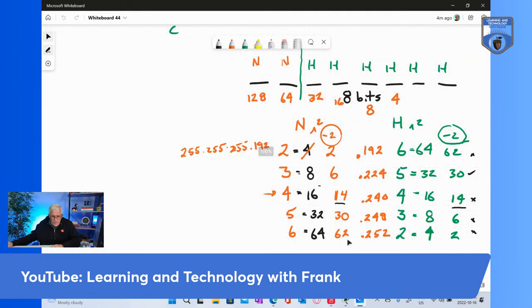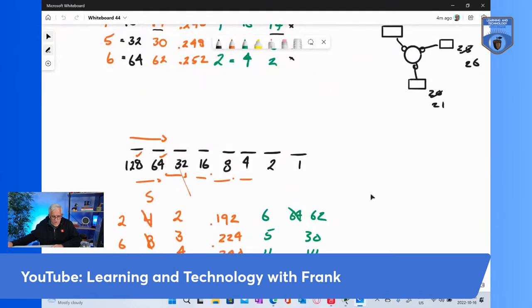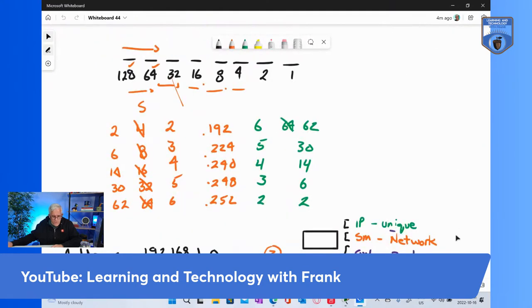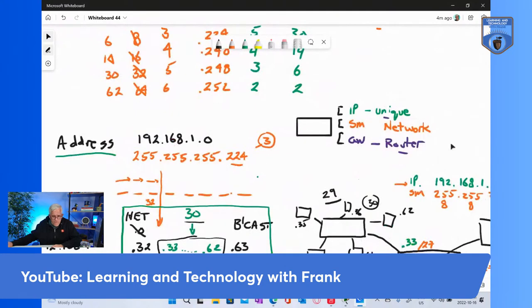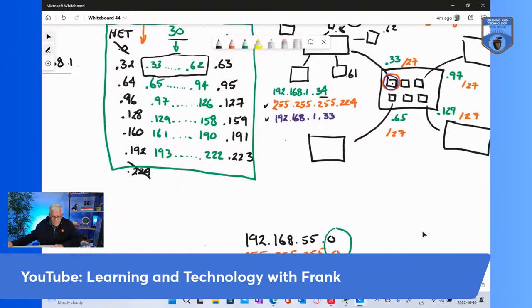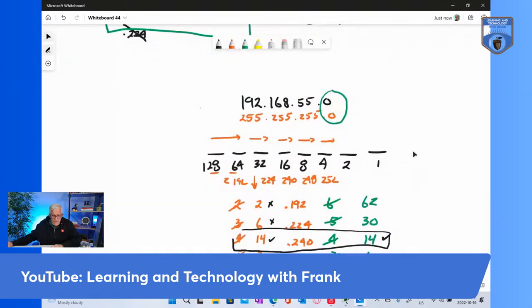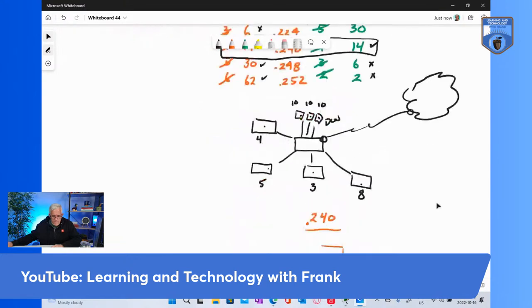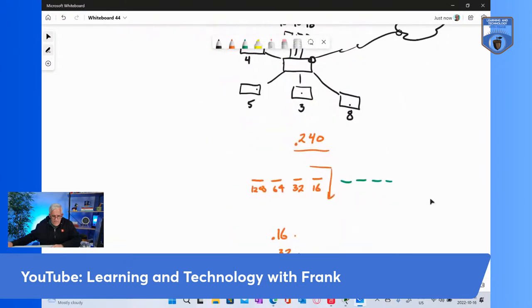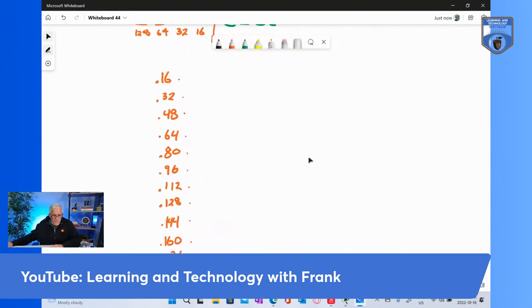So let's go ahead and bring that whiteboard up to 100%. Then we'll scroll down to where I am here, which is my 224 subnet mask, all the way down at the bottom. Okay, so we have these networks here. This is where I was.